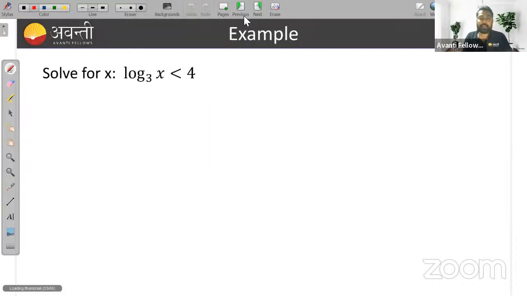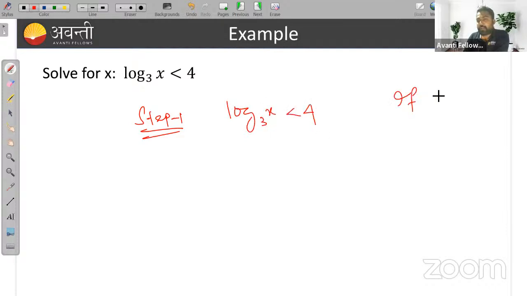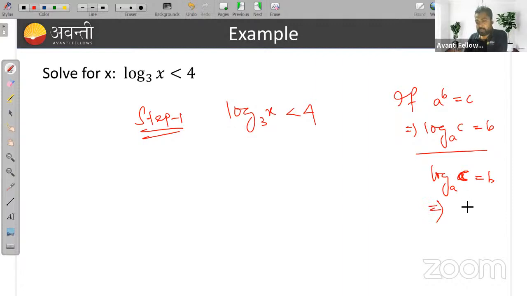Okay, let's take an example here. I've solved these questions in the last class also. So in step 1, let's solve the inequality. We have log of x to the base 3 is less than 4, and we know the standard rule of logarithms: if a raised to b is equal to c, then log of c to the base a is equal to b. And in the other way also, we can say if log of c to the base a is equal to b, then a raised to b is equal to c.